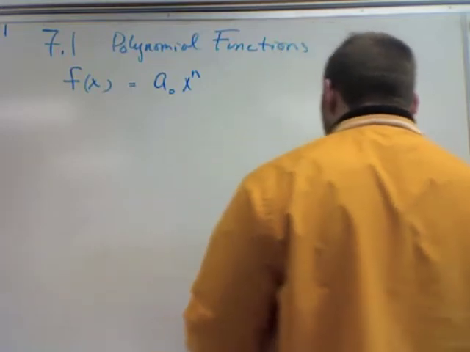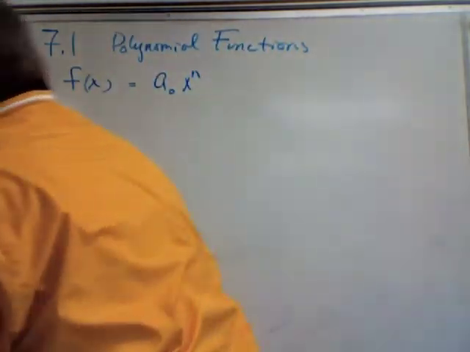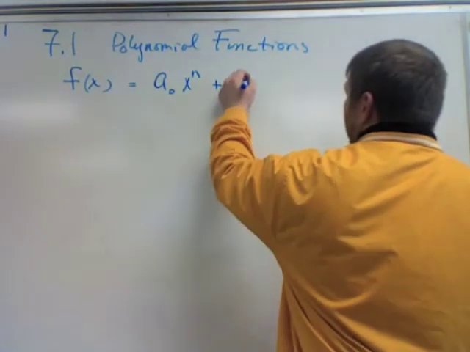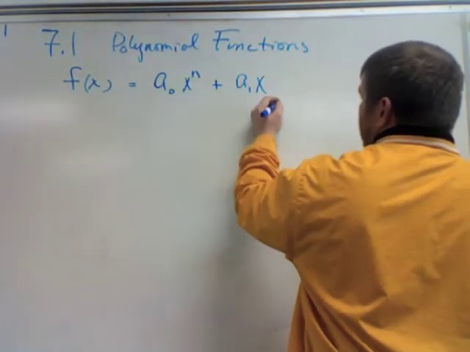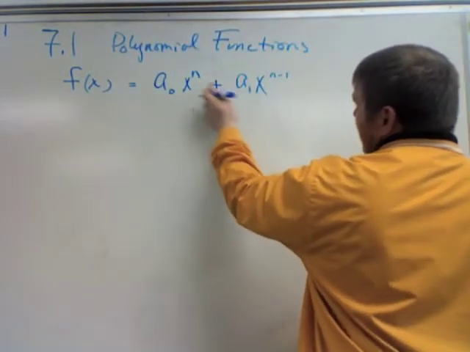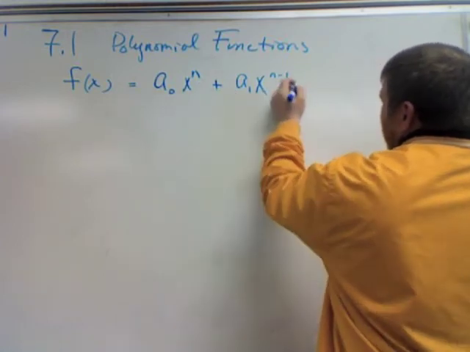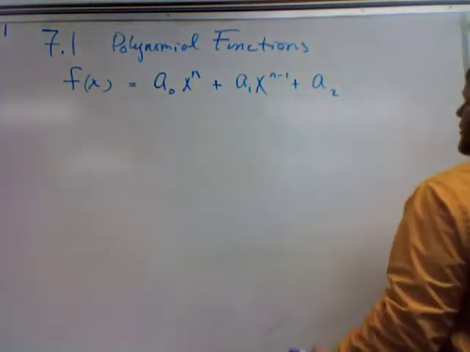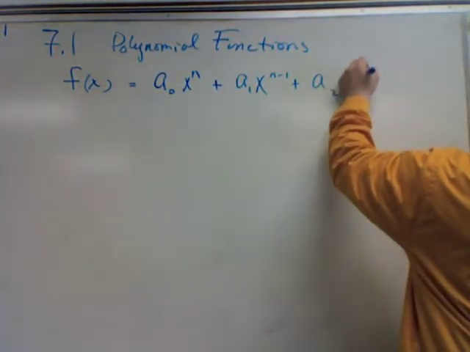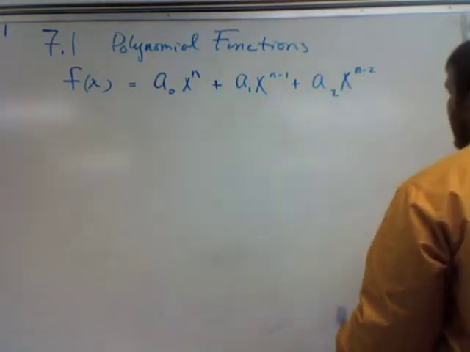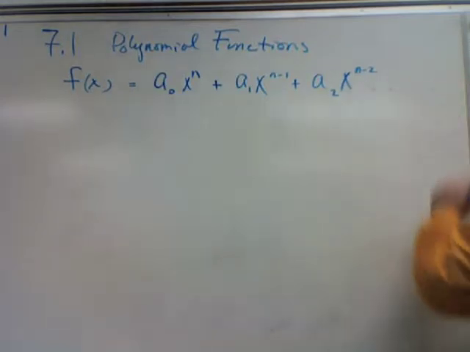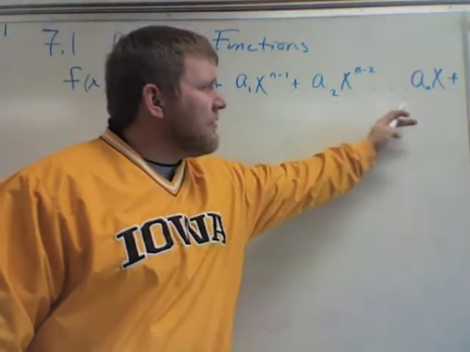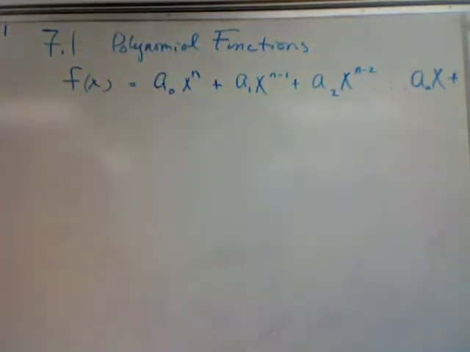So plus a sub 1, x to the n minus 1. Notice that the degrees are decreasing, and then your coefficients are a sub 0, a sub 1, a sub 2, and again, n minus 2. That goes on and on. You keep going in descending order until you reach your constant. That's just the definition of the way a polynomial function goes.